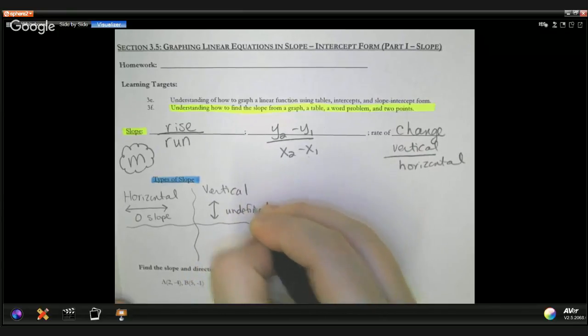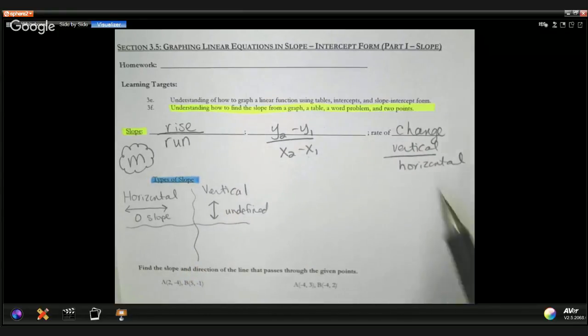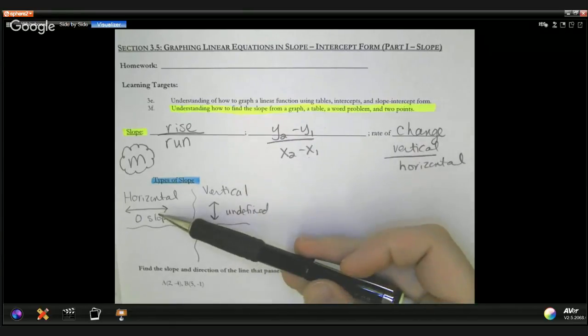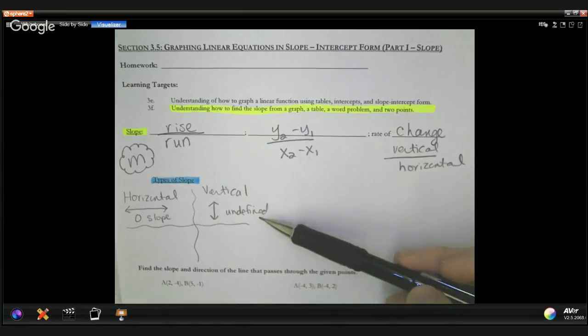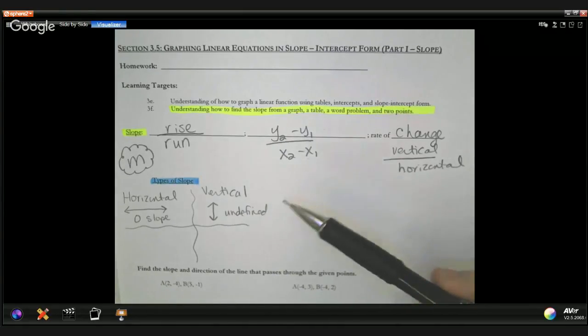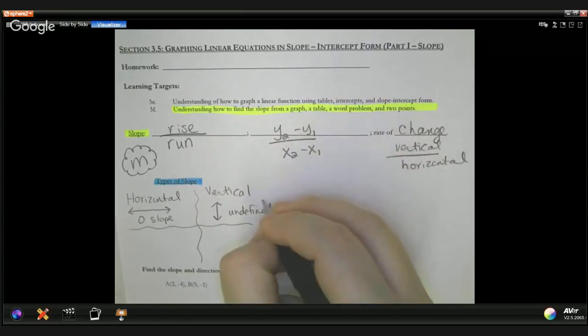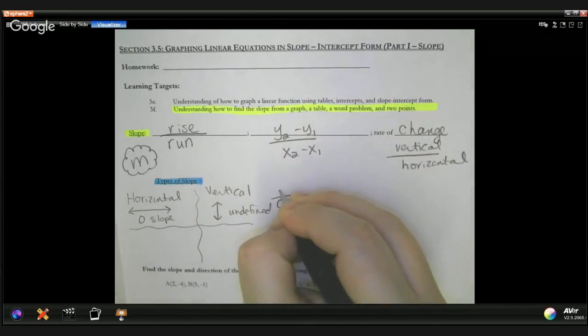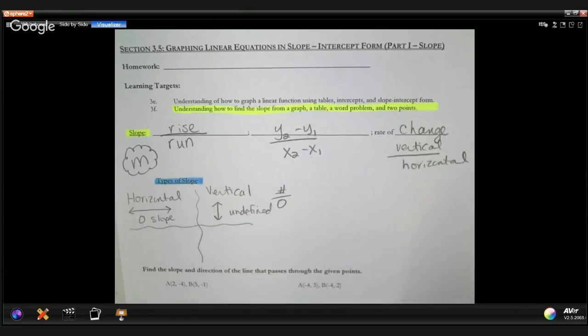Sometimes people get confused with these, but the way you remember it is if I'm walking on a horizontal line, I'm walking at no elevation, it's 0. But I can't walk on a vertical line. There's no way you're physically able to walk up a vertical line, okay? You get a vertical line when there's a 0 on the bottom. So when you divide any number by 0, you're going to get an error, which is undefined.